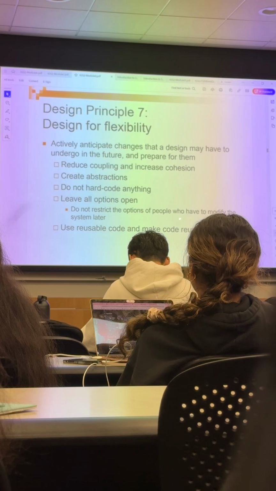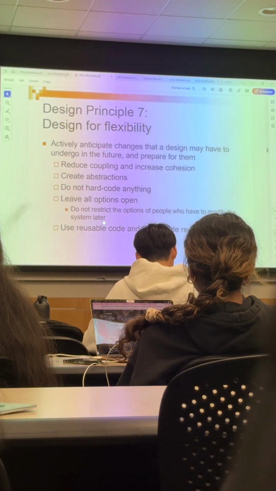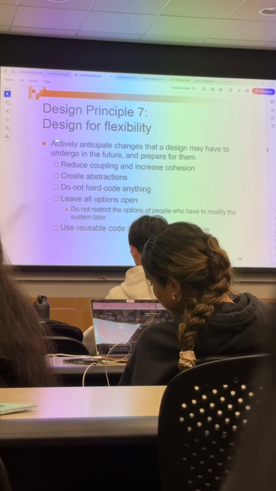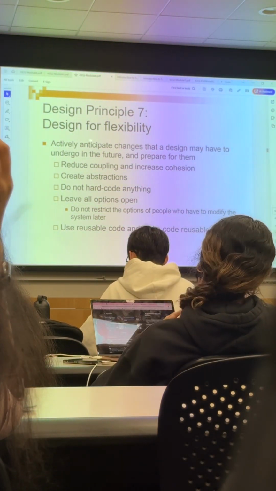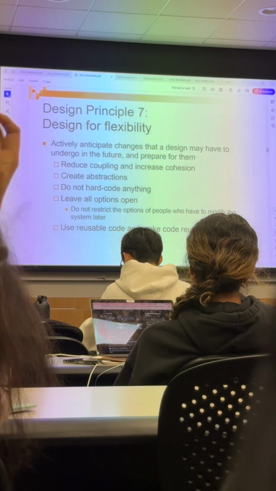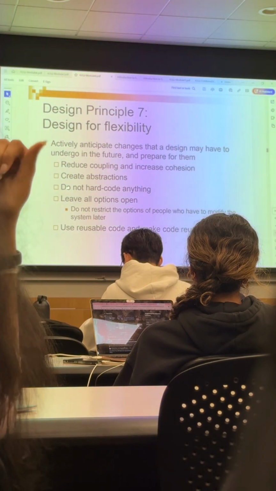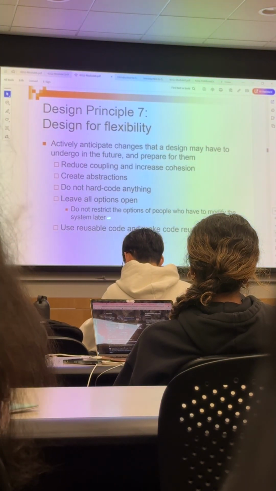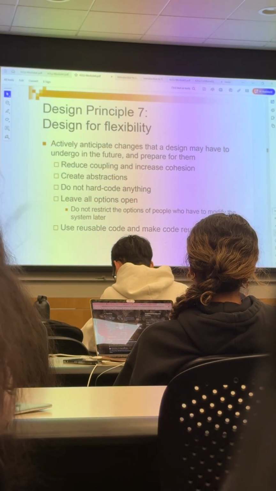Design principle 7, design for flexibility. Again, all the principles we have seen so far, we're going to include this. We want to make sure we anticipate changes, and that the design can evolve in the future, and we include the design principles from before that we've already seen. We don't hard code, we leave options open. We use reusable code, make code reusable, and so on. So this is designing for flexibility.